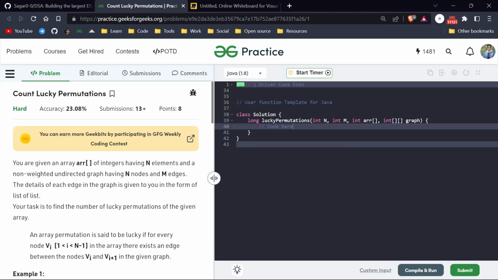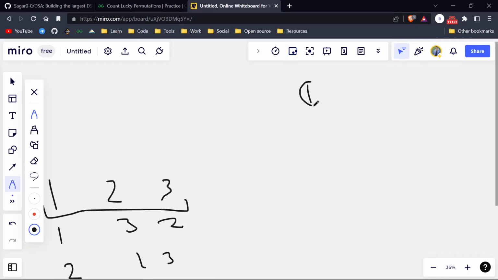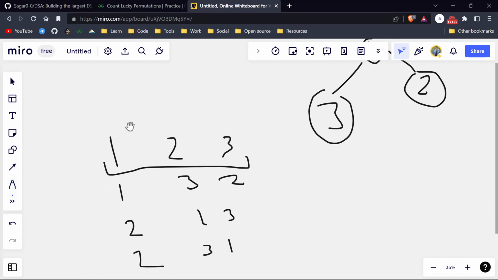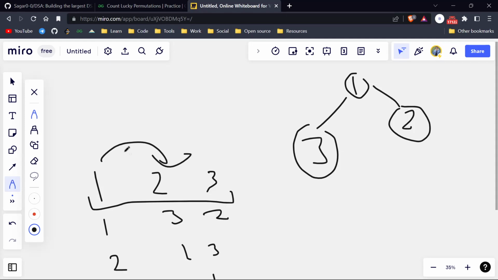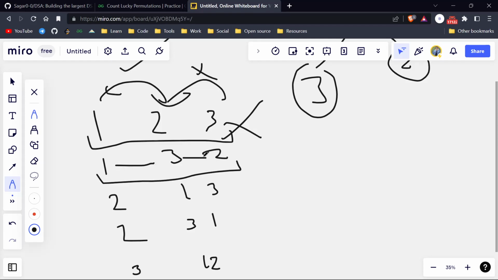And what are the edges? 3 1. So there is a node 1 and there is an edge to 3, and there is also another edge to 2. So there are only two edges, and after that from 1 to 2 we have an edge. So this is okay, and after that from 2 to 3 there should also be an edge, but there is not an edge. So this is not a lucky permutation. And after that we will check for this array. So from 1 to 3 there is an edge, okay, but from 3 to 2 there is no edge.